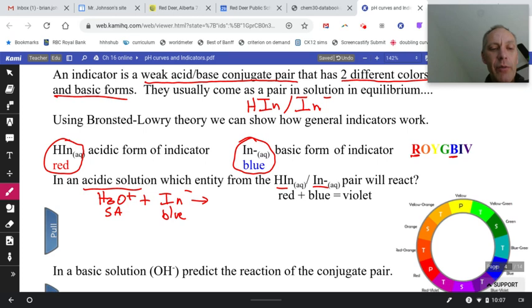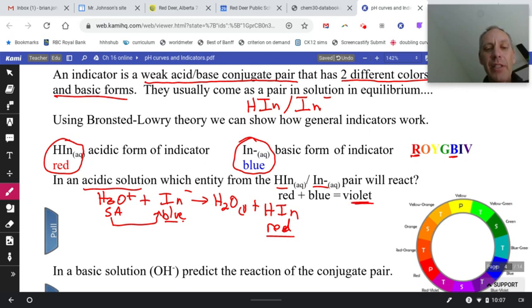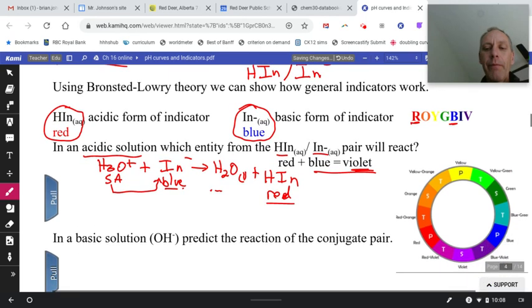The acid donates a proton to the base. Acid becomes water. And the In minus becomes HIn, or its red form. So this one is switching color from blue to red as the strong acid attacks the weak base form. And in the middle of this would be our intermediate color of violet. So if we stop this halfway through, so we've used up half of the blue and turned half of it into red, we would get that violet from that mixture of the two colors.